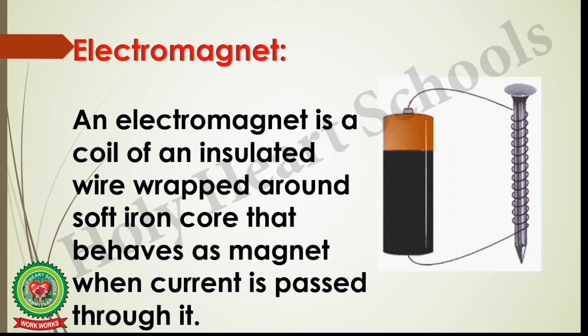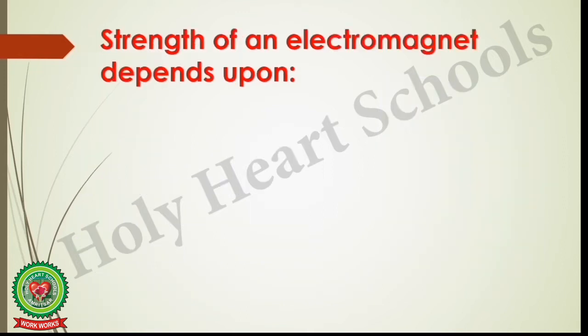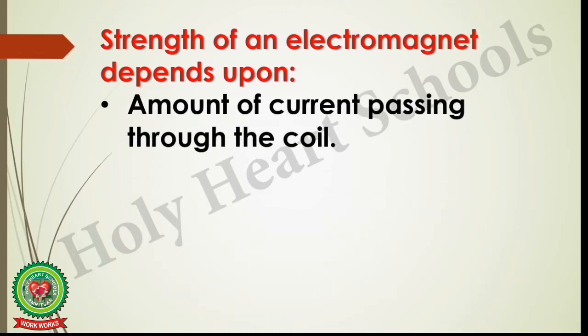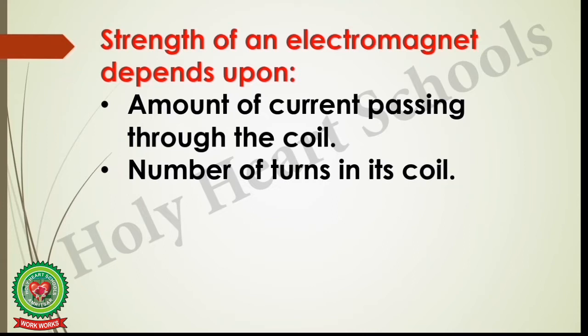The strength of an electromagnet depends upon the amount of current passing through the coil, and the number of turns in its coil. If we increase the amount of current passing through the coil, the strength of the electromagnet will increase. And by increasing the number of turns in its coil, we can increase the strength of the electromagnet.